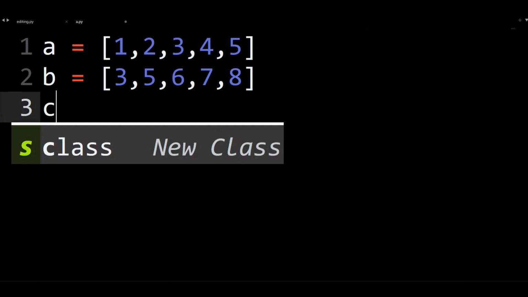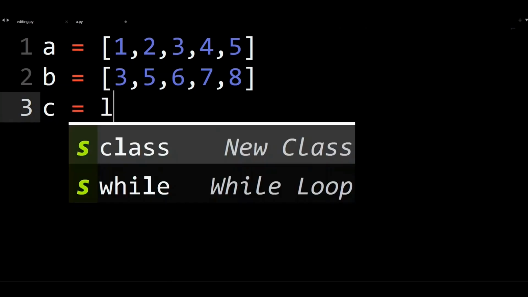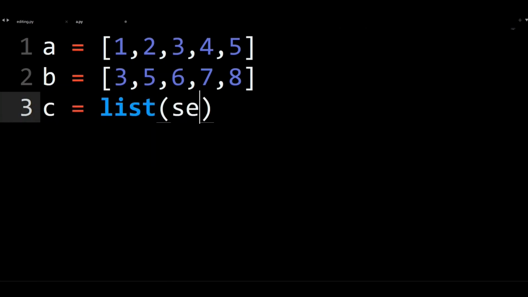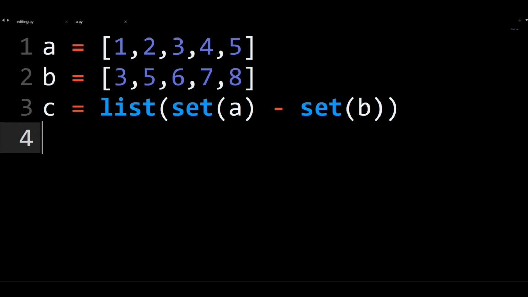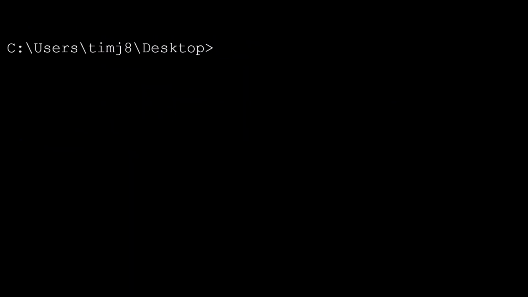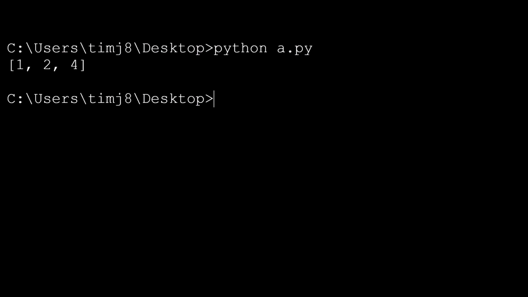List C equals list of set of A minus set of B. This makes list C have only elements unique to list A. If we print C and run the code, we'll see as much, C only has 1, 2, and 4.